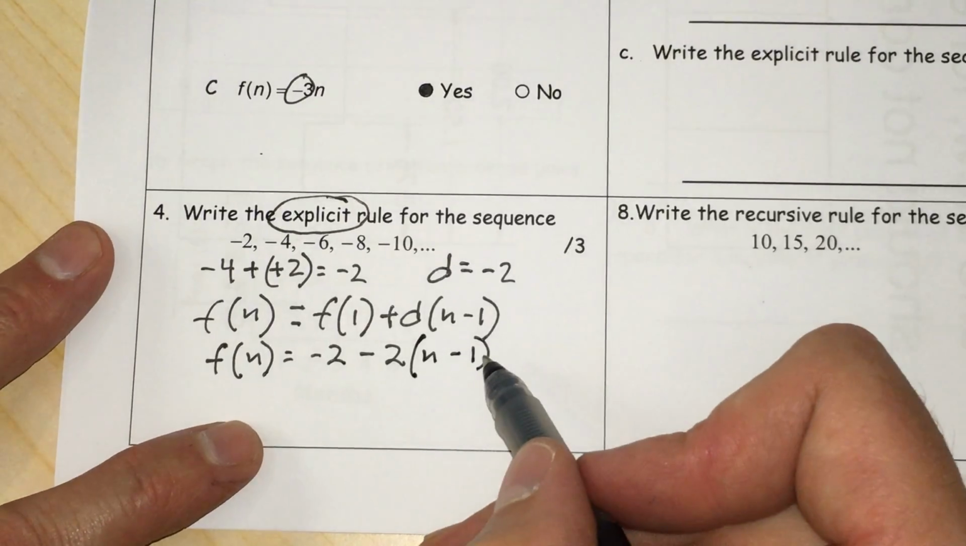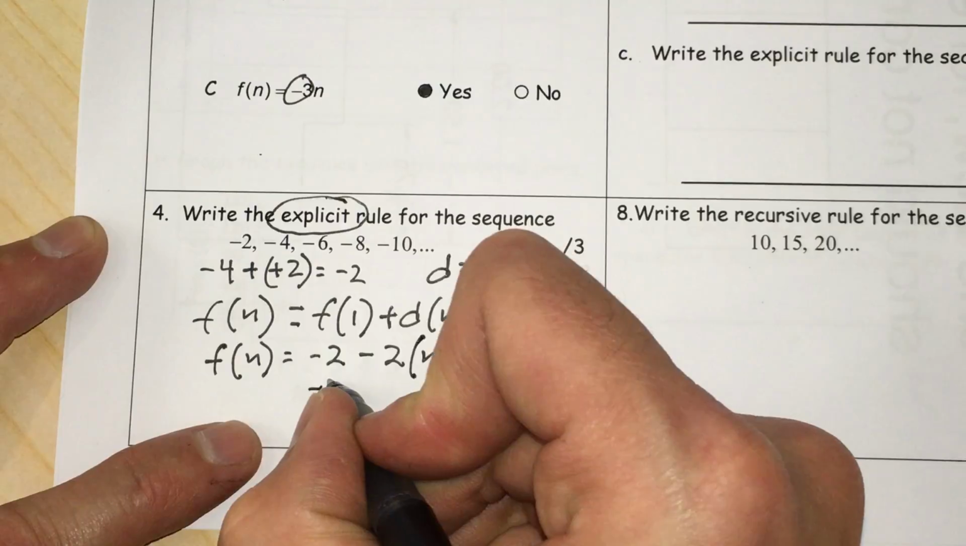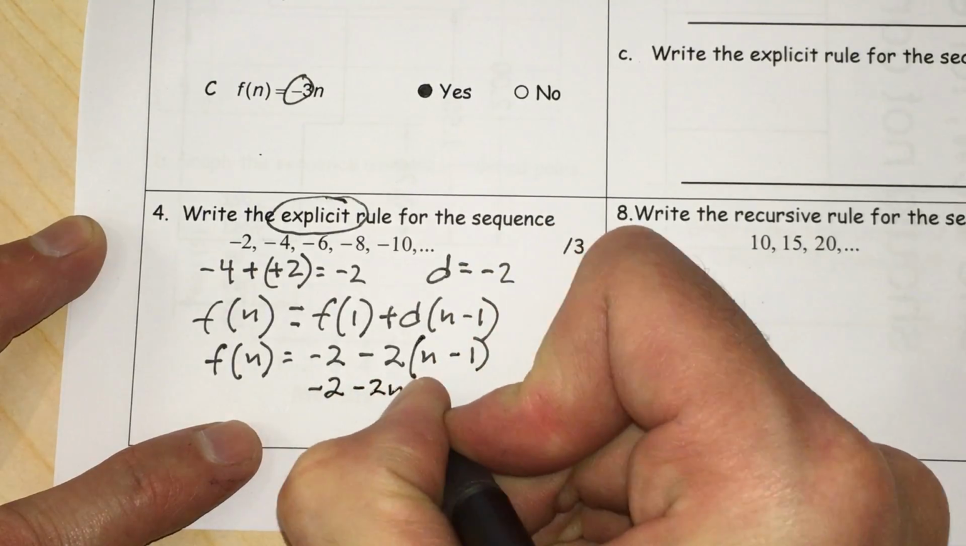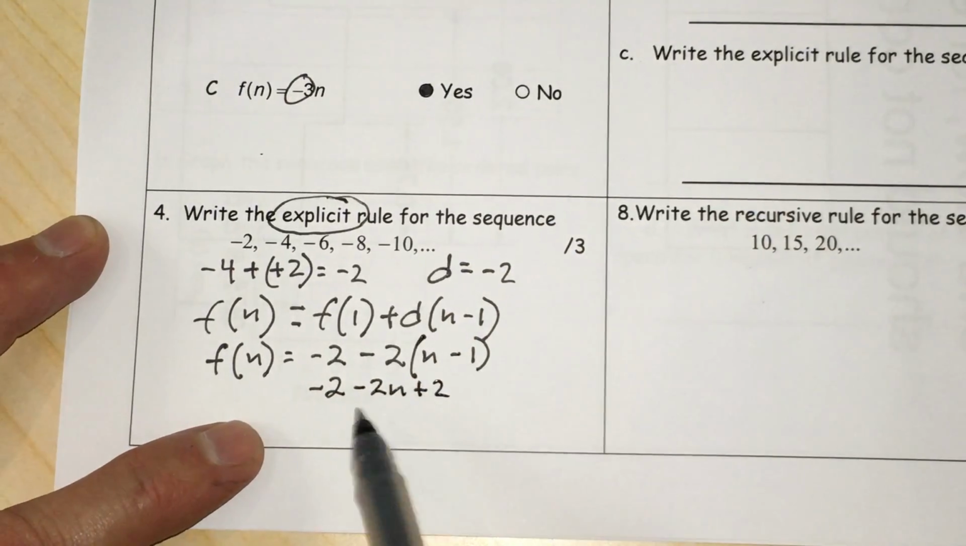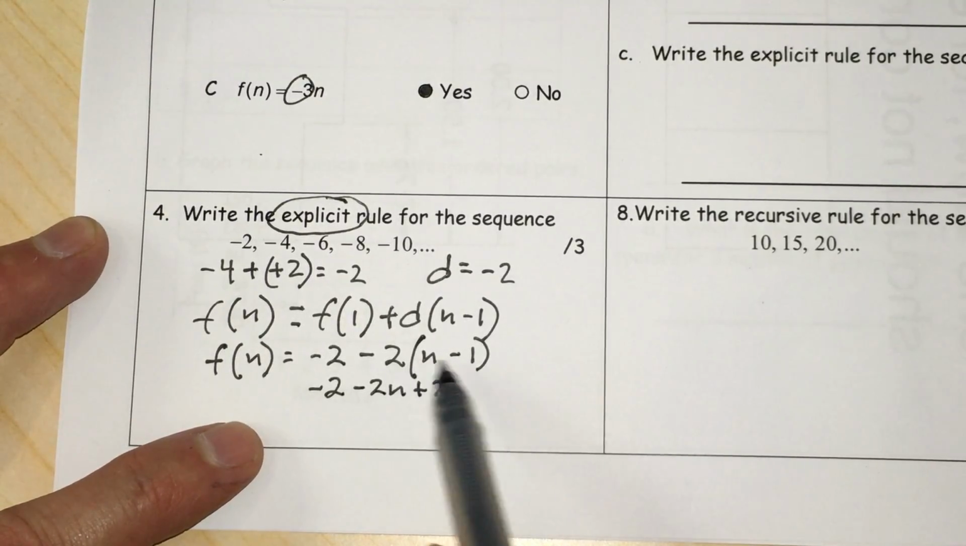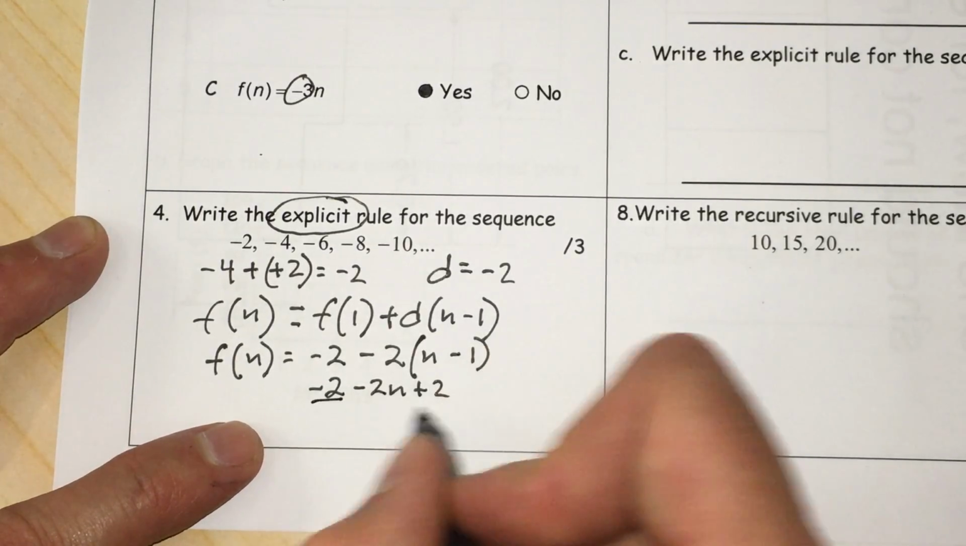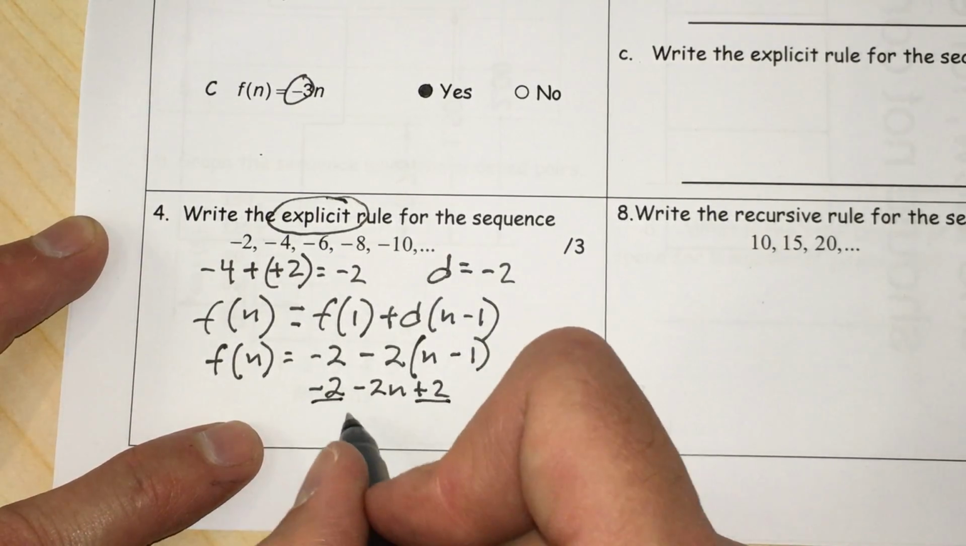So that's 2 out of 3 points. Now I'm looking for you to simplify. So -2 minus 2n plus 2. If you're wondering how I got positive 2 there, -2 times -1 is positive 2. And you're going to simplify. And -2 plus positive 2 is 0.